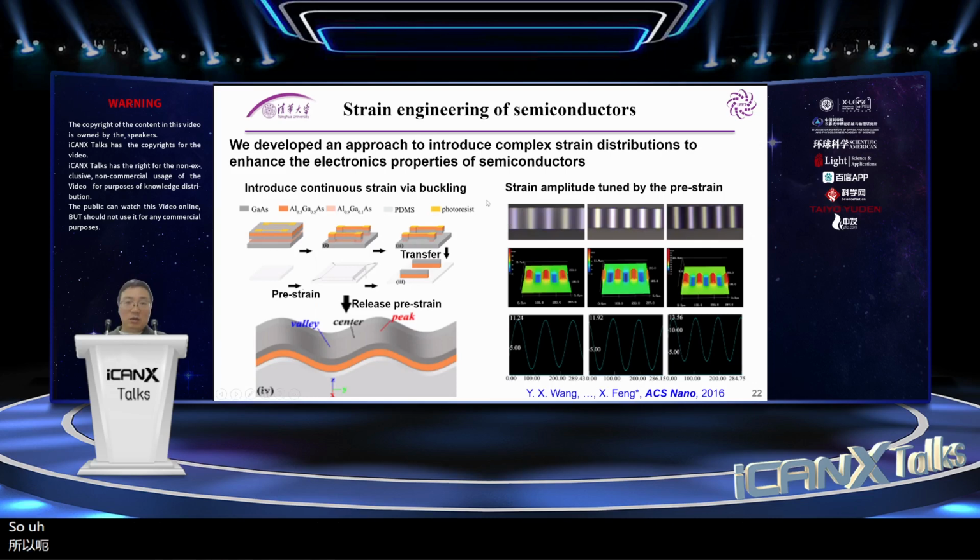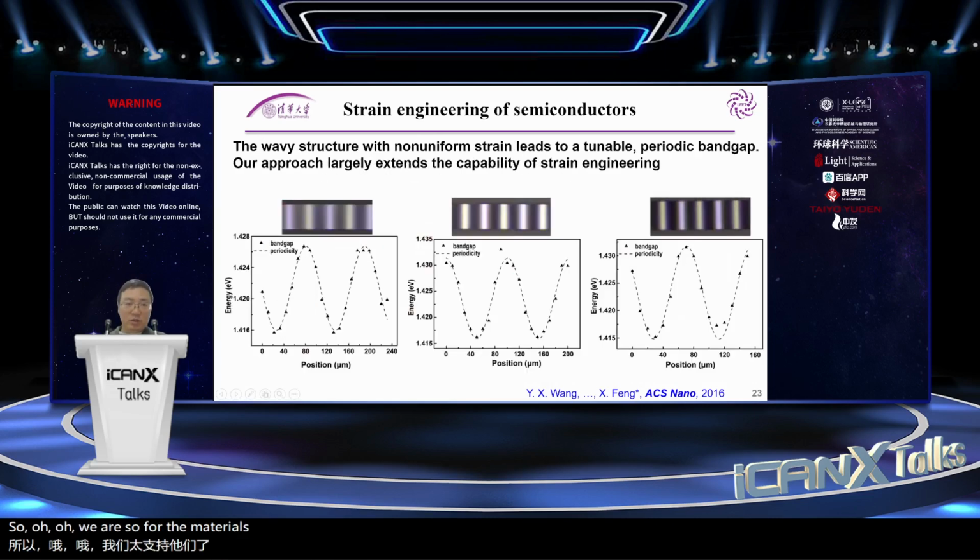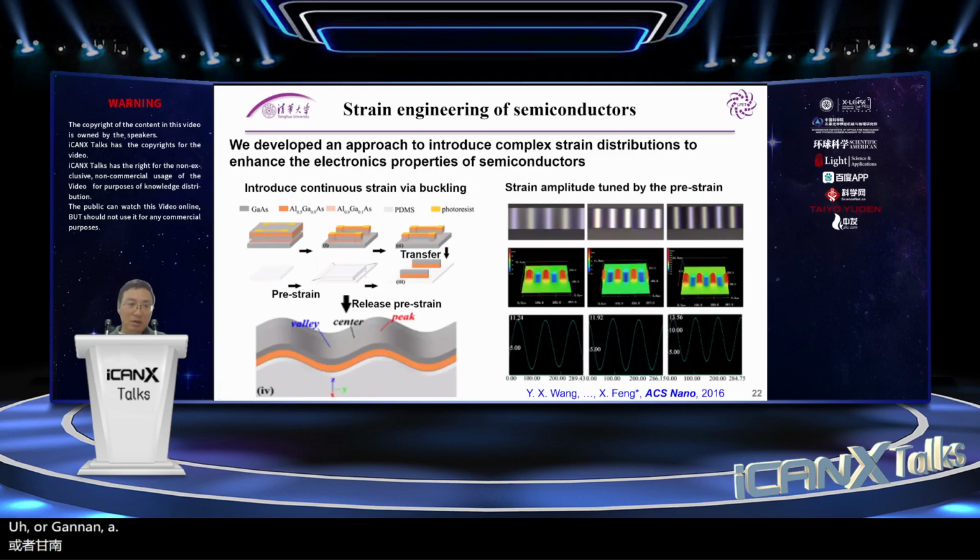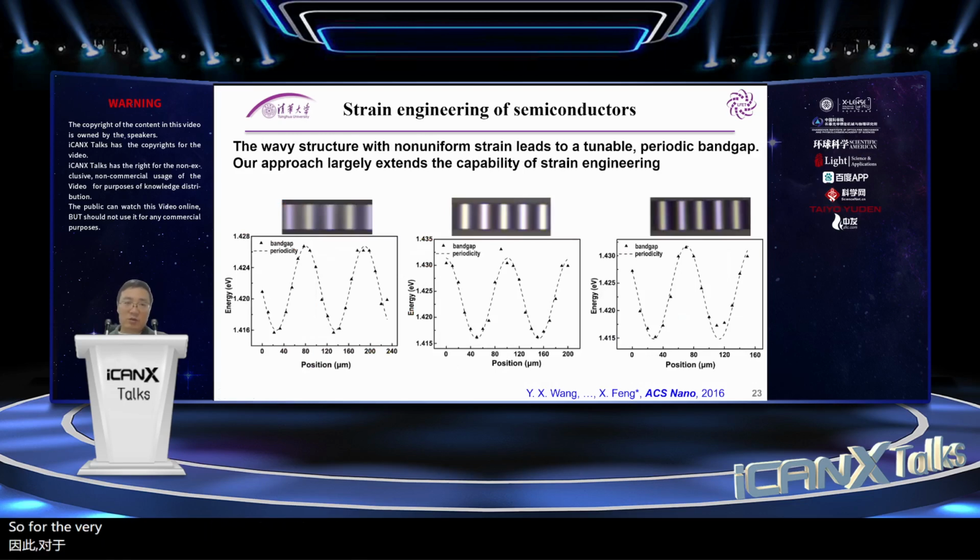For the material, we use gallium arsenide, an inorganic semiconductor material. For the wavy structure with the different deformation, we can measure the semiconductor properties. We find that the wavy structure with a non-uniform strain can lead to a periodic band gap. That means if we make the semiconductor material into a spring structure, we can affect the semiconductor properties.